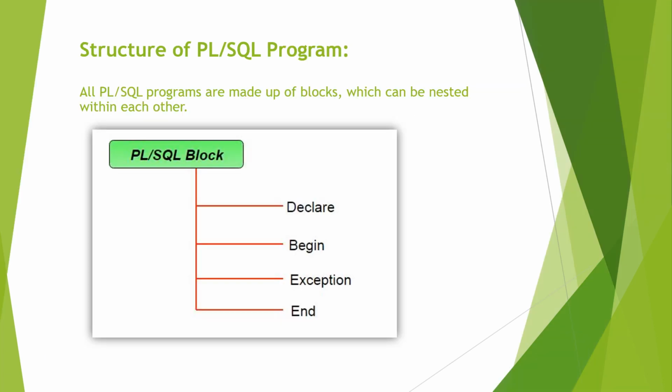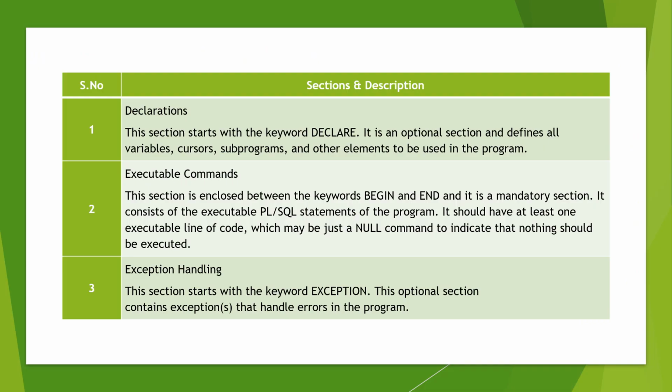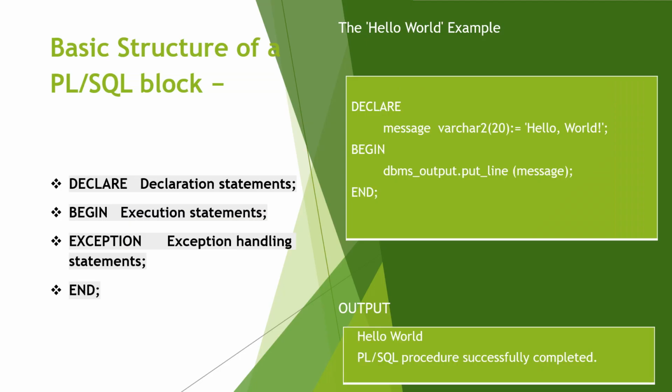This is the structure of a PL/SQL program. Any PL/SQL program consists of 4 parts. As we can see, first is the declaration part, in which we are going to declare all the variables that we are going to use. Second is the begin part, in which we are going to describe all the statements for execution. Third is the exception part, in which we are going to give the statements related to exception handling. And last is the end part. These are the details of this block.